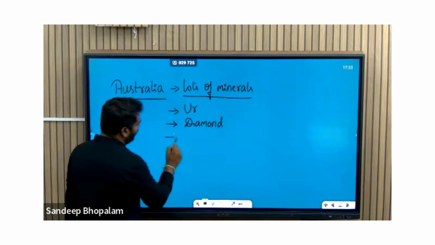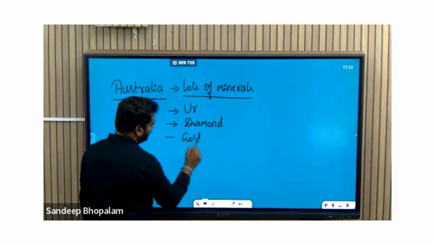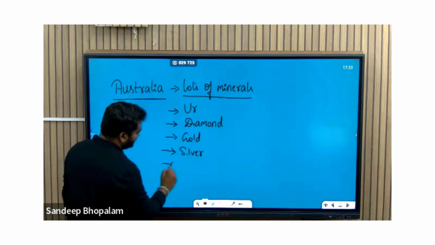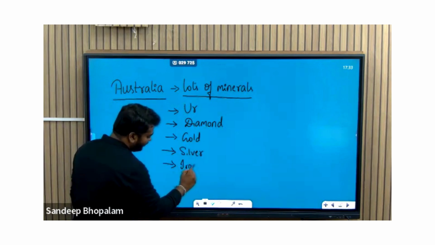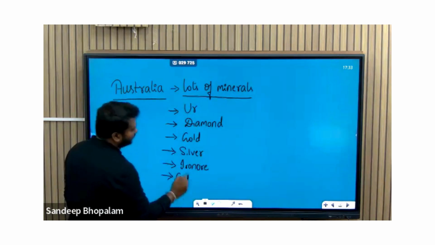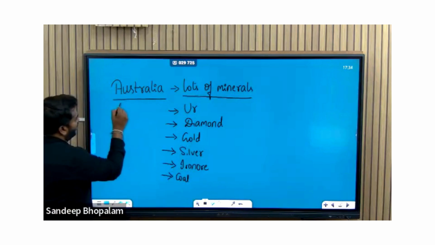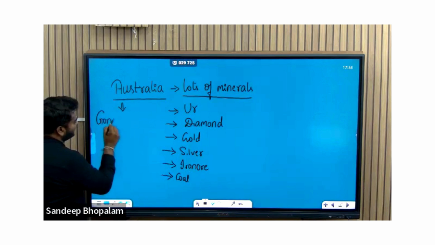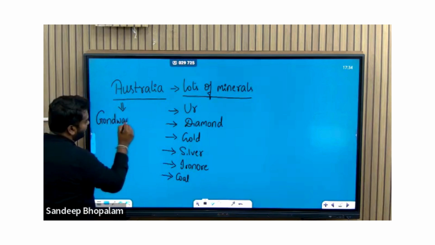Australia has gold. Australia has silver. Australia has iron ore. Australia has coal. Most importantly, Australia is part of what we call Gondwana land.